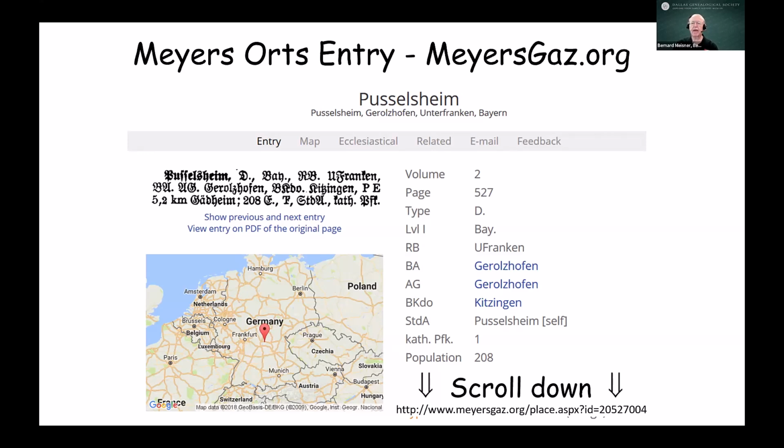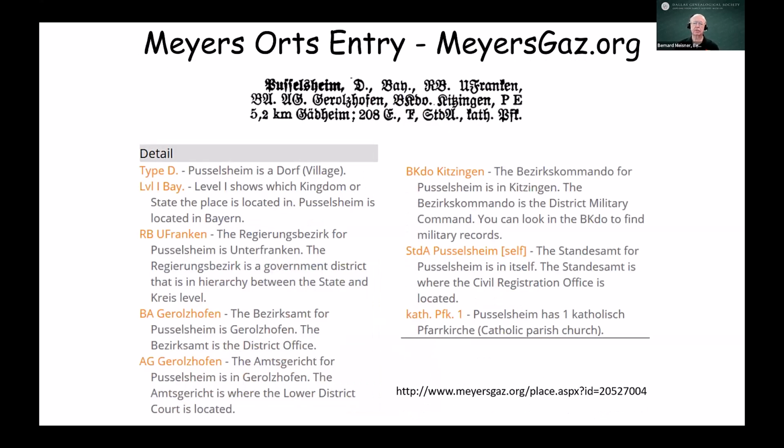But if you scroll down, it will show you all those different parts: the kingdom, the Regierungsbezirk, where the district office is, the lower district court. As we saw, that would be where you'd have records about property and often marriages. It has its own Standesamt, civil registration office there in the village. So that's the civil registration starting in the mid 1870s.